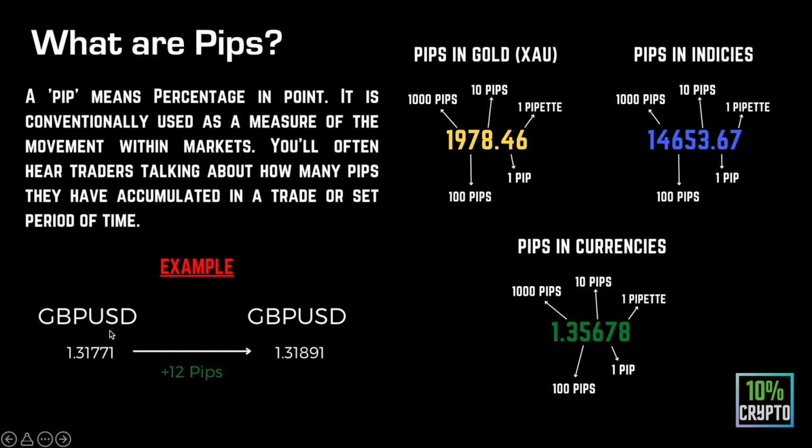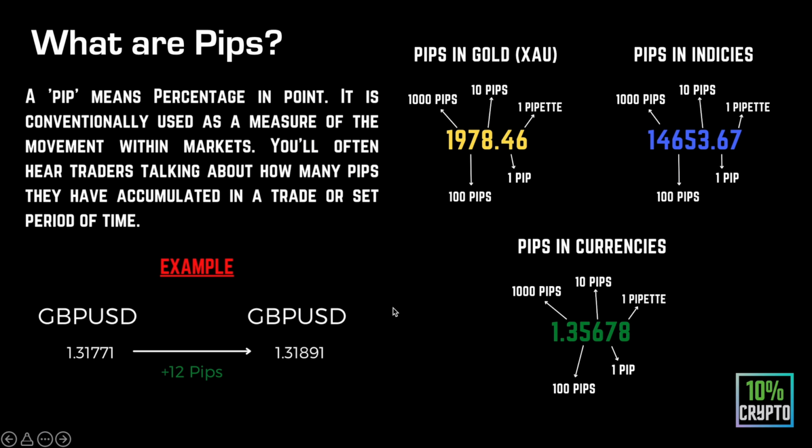So if we just come over to this example quickly that I've written up. If this is the price of GBP/USD and then price changes to this, there's a change of 12 pips. Why? The way I would do it personally, both of them have 1.31, right? So I kind of just cancel that out. So what am I left over with? I'm left with 77.1 and 89.1. So all I'm doing here is 89.1 minus 77.1, and my difference is my pips. The difference here is 12 pips, right? 89 minus 77. So it's quite simple.